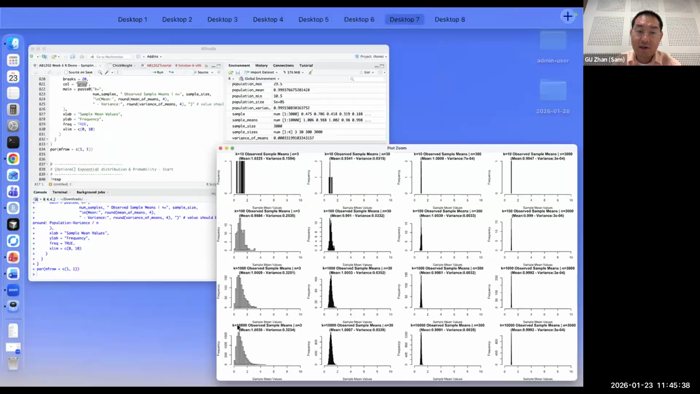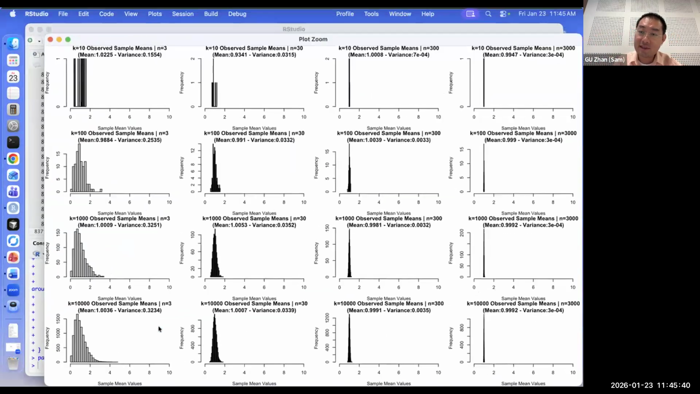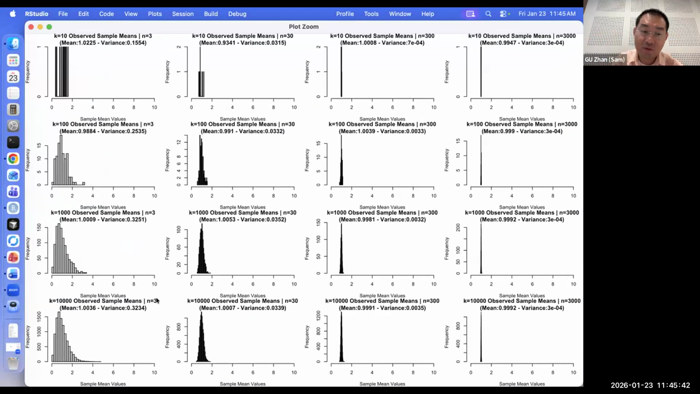Finally, I want you to think about this. According to the central limit theorem, the sample size must be larger, bigger is better, or at least 30. Then what about the k value, the number of samples? According to the central limit theorem, what is the requirement for the k value, the number of samples? Think about it.